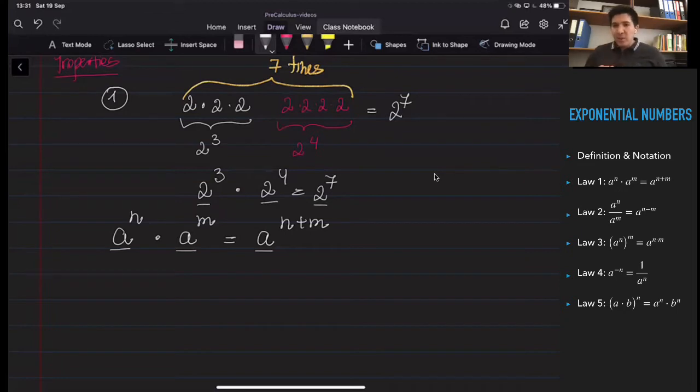The second property is going to be a similar one, but when we are going to divide them. So let's do the second property, property number 2.